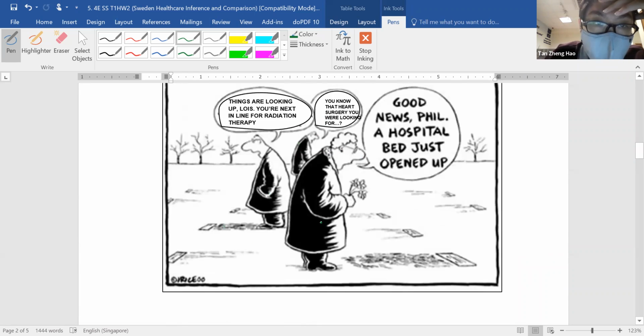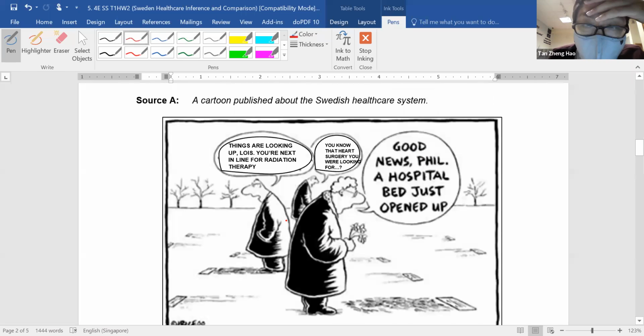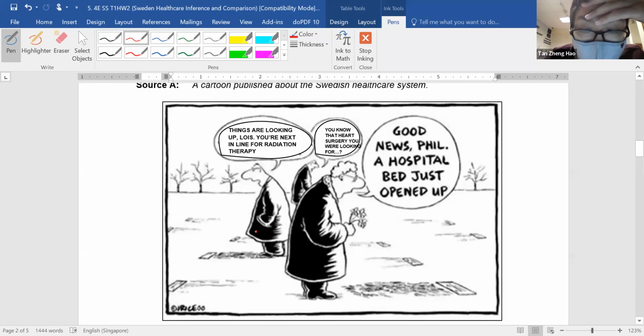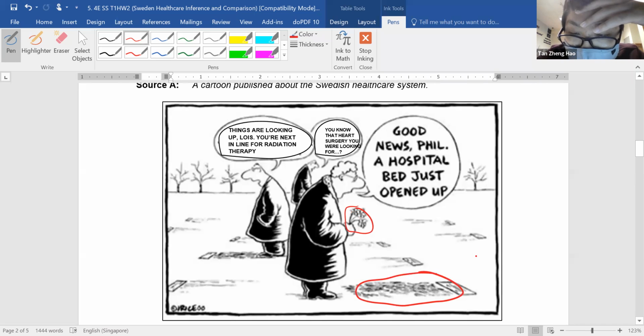We see two people here. One says, good news, a hospital bed just opened up. Things are looking up, Louis. You are next in line for radiation therapy. You know that heart surgery you're looking for? Now, it might not be very clear to you, but what is this place? Why is this person holding a flower and what are these things on the ground? In case you cannot see clearly, this is actually a cemetery.